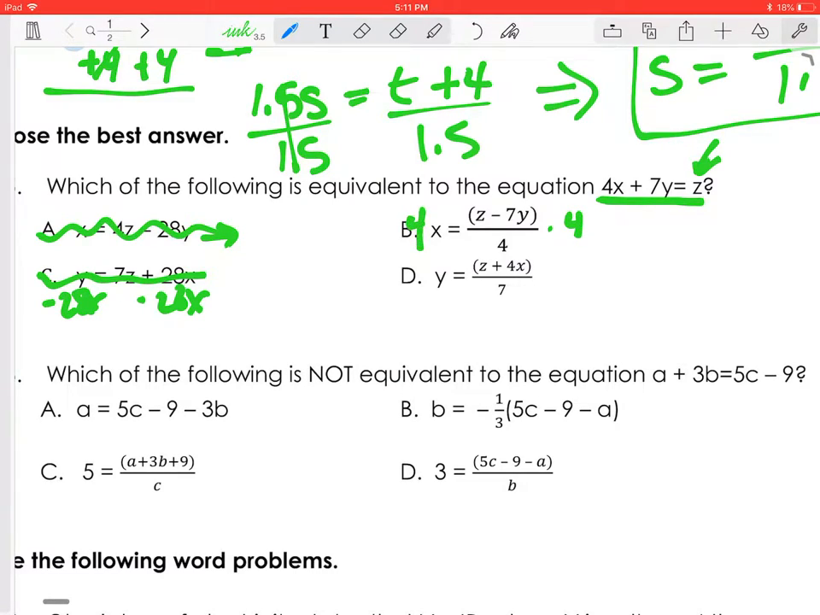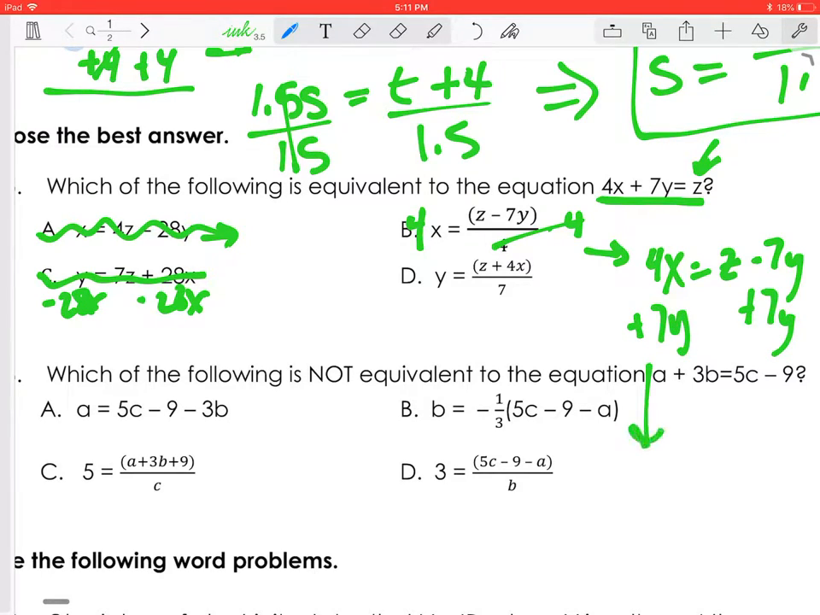Now we're going to multiply by 4. Multiply by 4. So now we're going to rewrite this as 4x is equal to z minus 7y. This looks promising. We're going to add 7y to both sides. So then that will be rewritten as 4x plus 7y is equal to z, which matches our equation up here, so our answer choice is B.